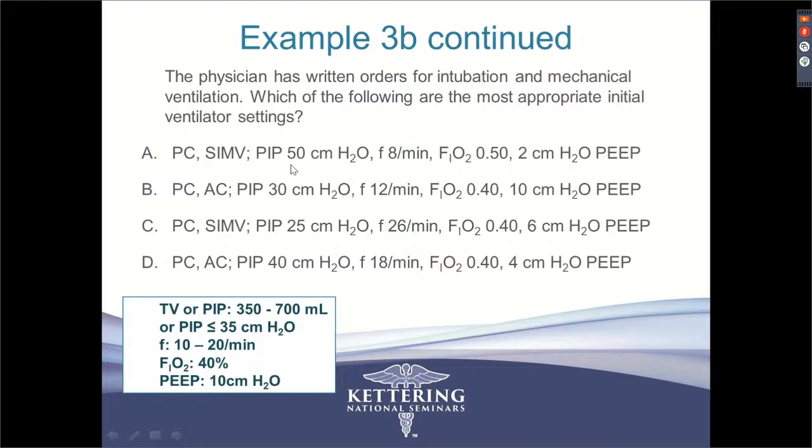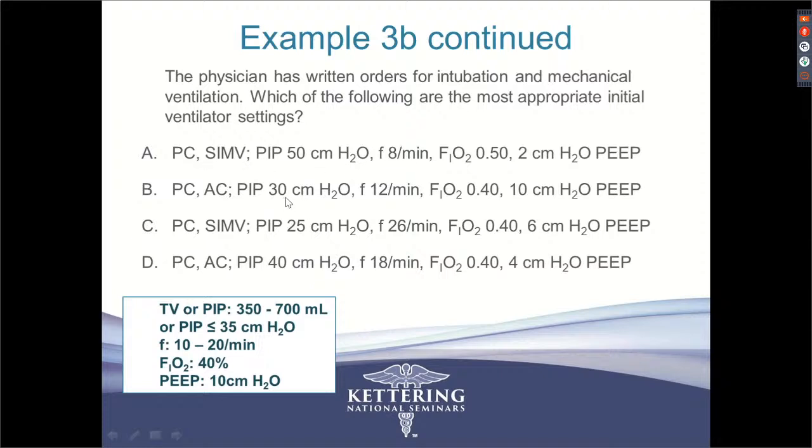Start off with the very first one, letter A. And notice how I haven't even looked at or paid any attention to the modes. I'm only looking at tidal volume and pressure initially, then going to frequency, then FiO2, then PEEP. All right. So don't get hung up on modes. That's my point here. So the PIP is 50. Could I use a pressure of 50 to ventilate this patient? Well, the max it says here is 35. So I cannot use that. So I can't use this answer at all.